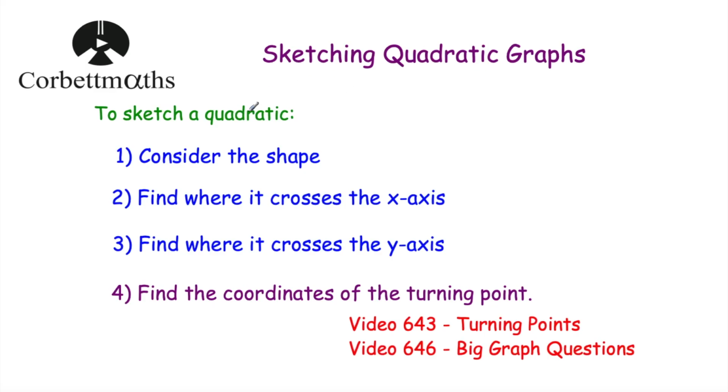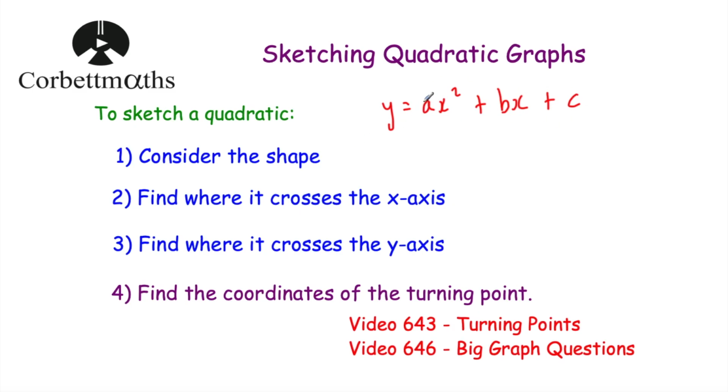So, to sketch a quadratic graph, there are some steps that I take whenever I'm sketching a quadratic graph. The first step is I consider the shape of the graph. Obviously, a quadratic graph will be in the form y equals ax squared plus bx plus c. So you're going to have something in that form where you've got an x squared term, and you may or may not have an x term and a constant on the end, but there'll definitely be an x squared term.